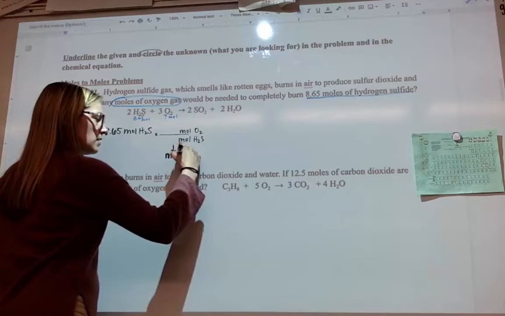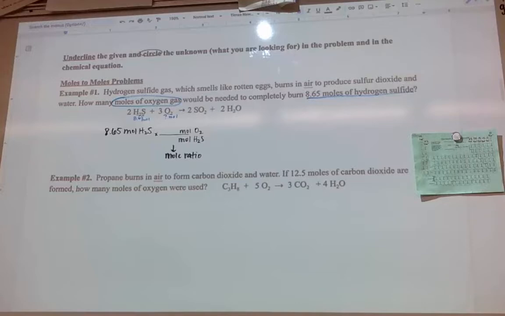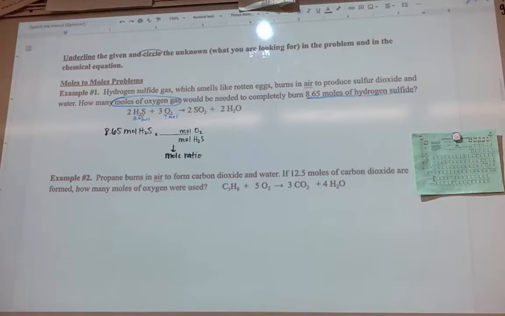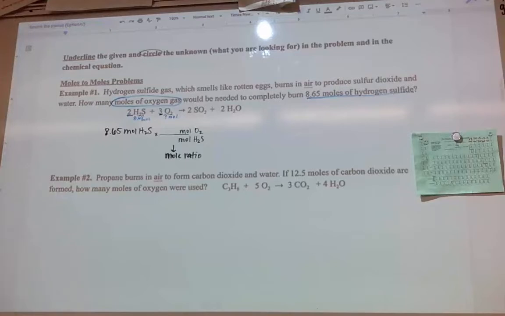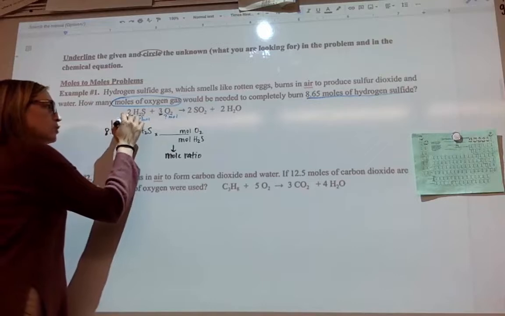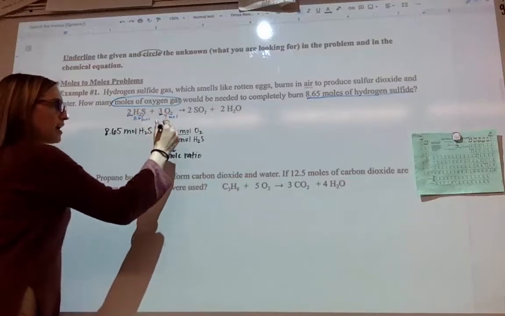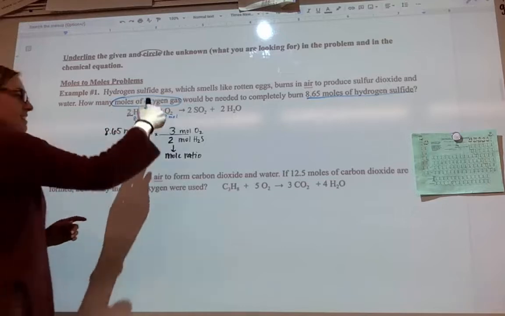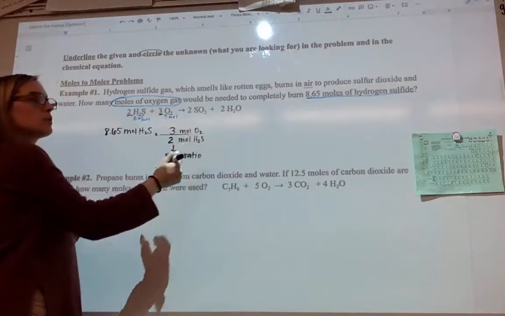This is the mole ratio. The only way to convert between two substances is through the mole ratio. The numbers that you get for the mole ratio come from the balanced equation. That's why you need to make sure your equation is balanced. So for every 2 moles of H2S that react, we require 3 moles of O2.